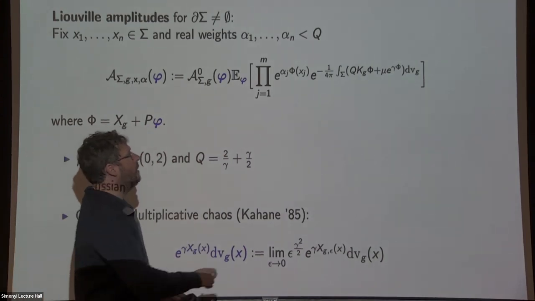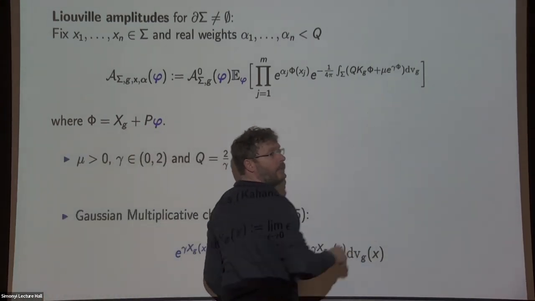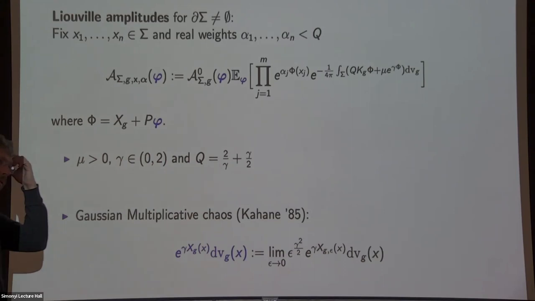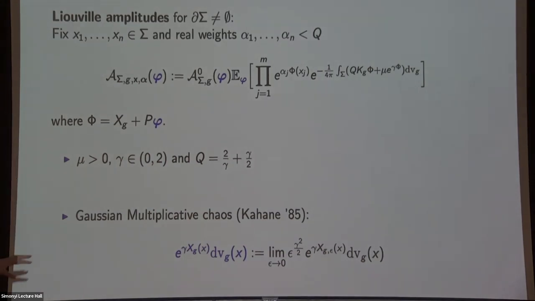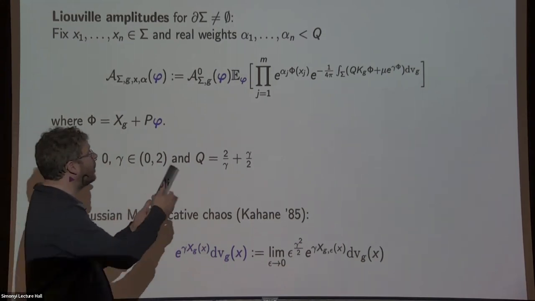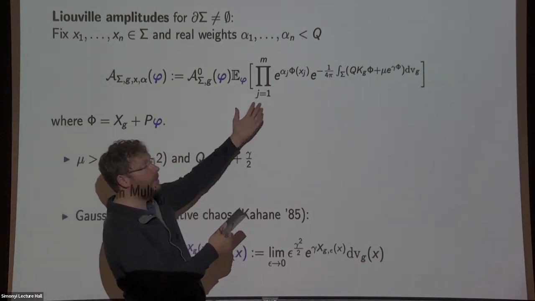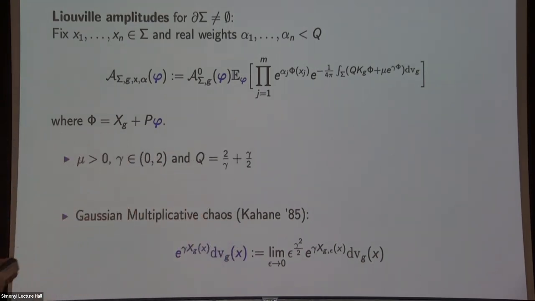But what is not okay is that you have an exponential here. So you have to define the exponential of the Gaussian free field with Dirichlet. And this was done by Kahane in 1985. It's called Gaussian multiplicative chaos. It's funny because at the same time that Polyakov started introducing this path integral, Kahane was inventing the tool you needed to make this rigorous.